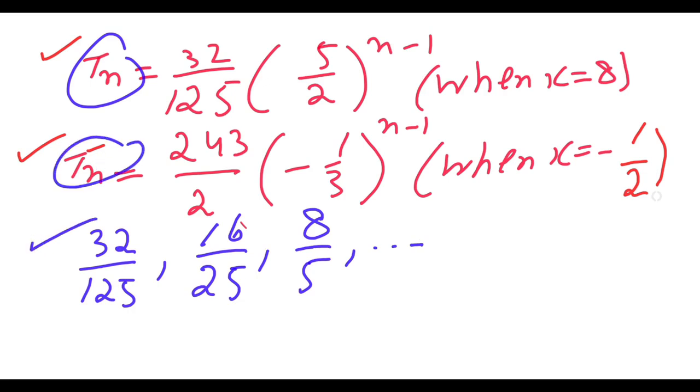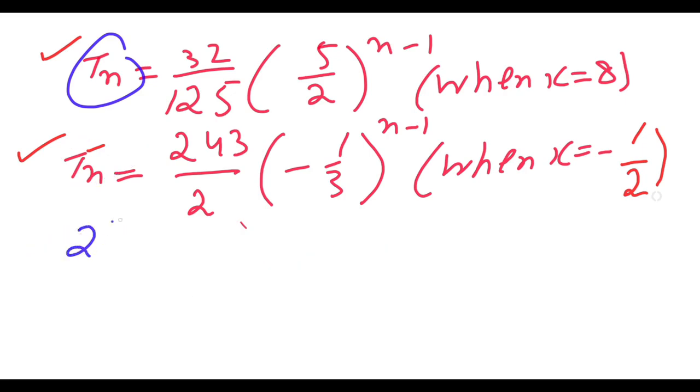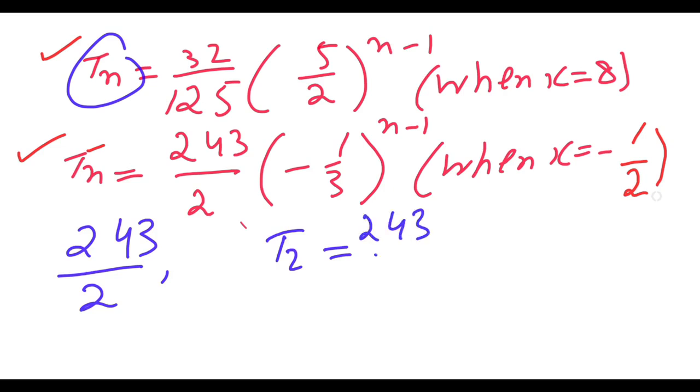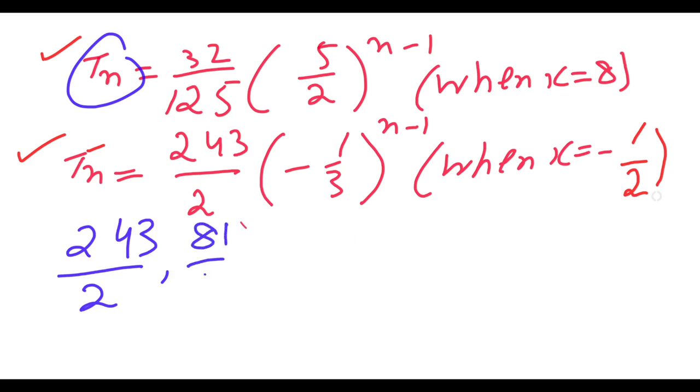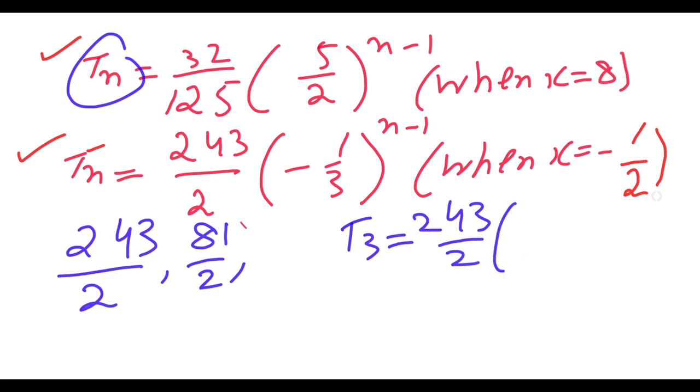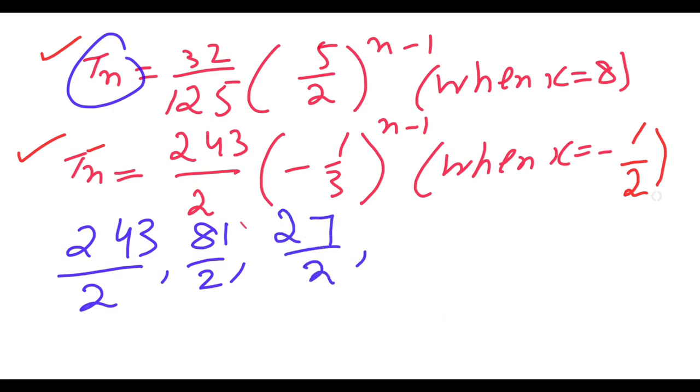Now the second, I'm going to use this one now. I got the first term 243 over 2, second term now. T2, in place of n, I'm going to substitute 2 into this formula. 243 over 2, negative 1 over 3, 2 minus 1. I use my calculator. The answer is 81 over 2. Now the third term, T3, 243 over 2, negative 1 over 3 power 3 minus 1. Use my calculator. The answer is 27 over 2, so on.